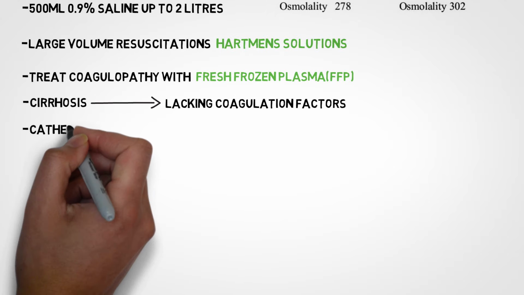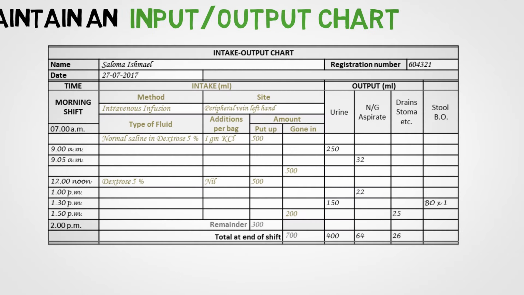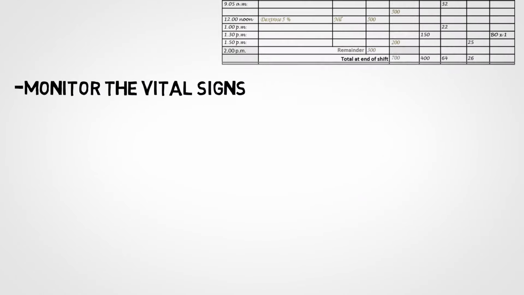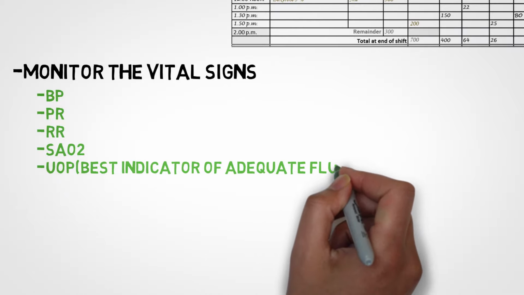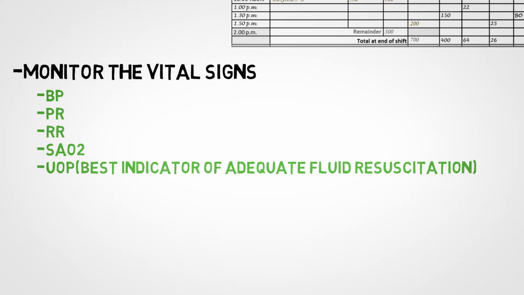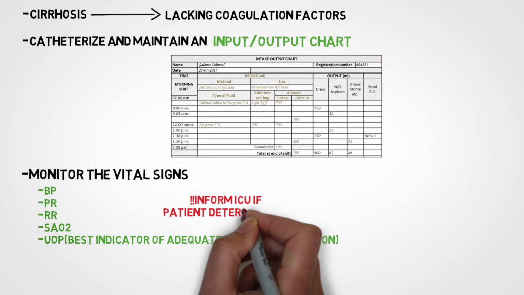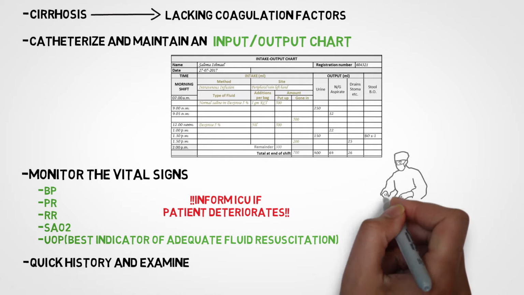Then, catheterize the patient and maintain an input-output chart while monitoring the vital signs: blood pressure, pulse rate, respiratory rate, oxygen saturation, and urine output, which is the best indicator of adequate fluid resuscitation. We have to inform the ICU if the patient's condition is worsening. And finally, we can take a quick history and examine to look for the cause.